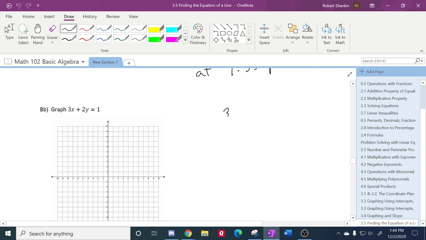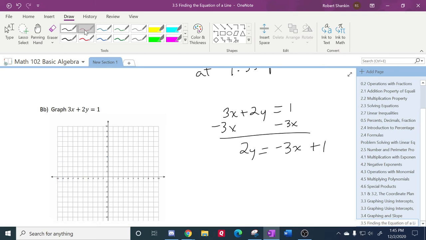So this one, 3x plus 2y is 1. I move the 3x over. Divide by 2. There's two ways to do this. Put one giant fraction bar, but then I won't have it in mx plus b format. So I do every term gets its own divided by 2. And then I could put the x in the upper part of the fraction, but I prefer to do it like this.